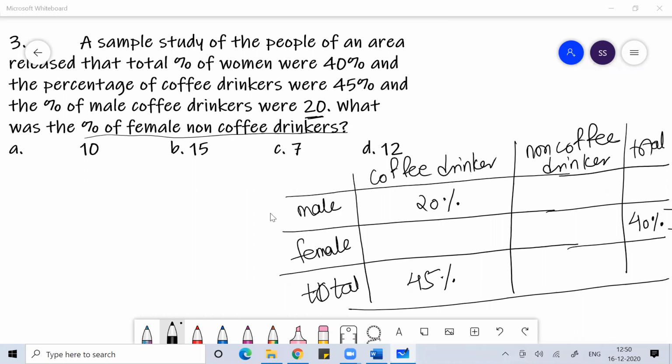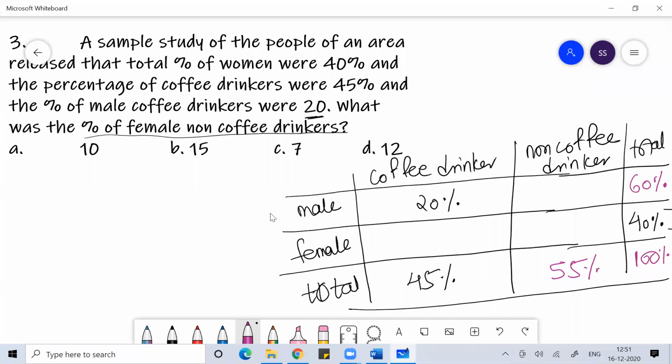once you understood this part, now it is like a fill in the blank. So female is 40, so male will be 60 and the total will be 100. Now total coffee drinker is 45, so non-coffee drinker will be 55. Very simple.